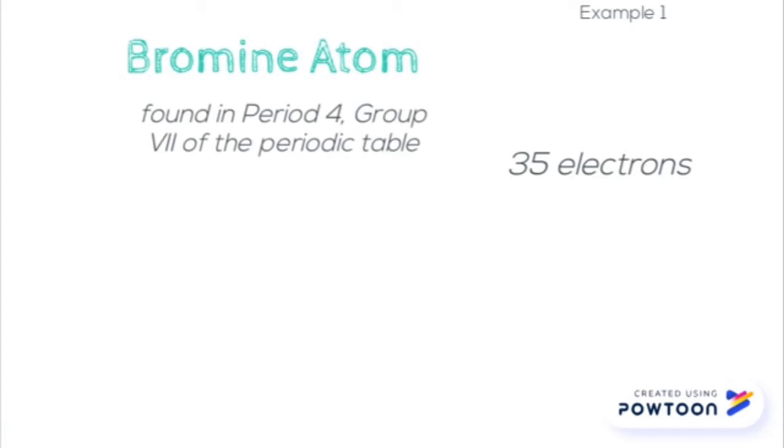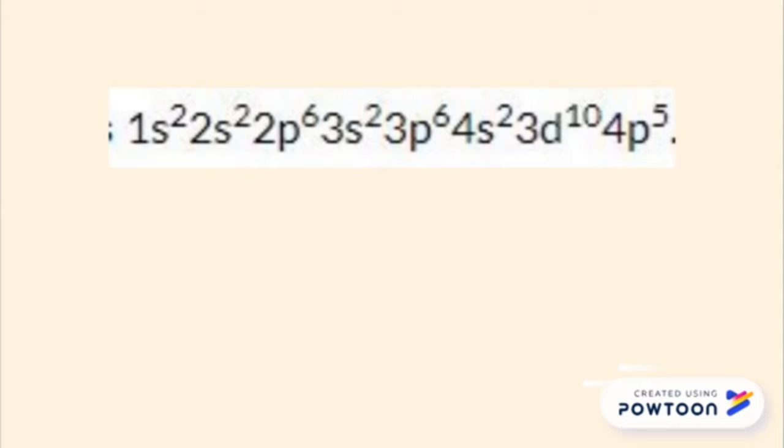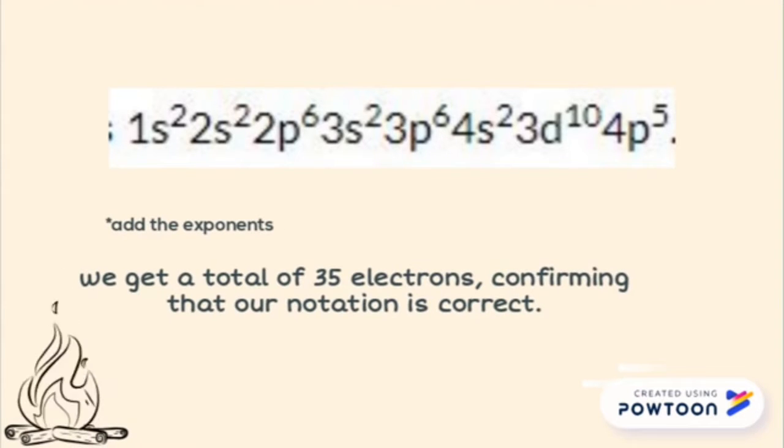Example number 1. Bromine atom, found in period 4, group 7 of the periodic table, has 35 electrons and 7 valence electrons. The 4s orbital will be completely filled with 2 electrons, and the remaining 5 electrons will occupy the 4p orbital. The configuration is 1s2, 2s2, 2p6, 3s2, 3p6, 4s2, 3d10, and 4p5. Add the exponents and we will get a total of 35 electrons, confirming that our notation is correct.